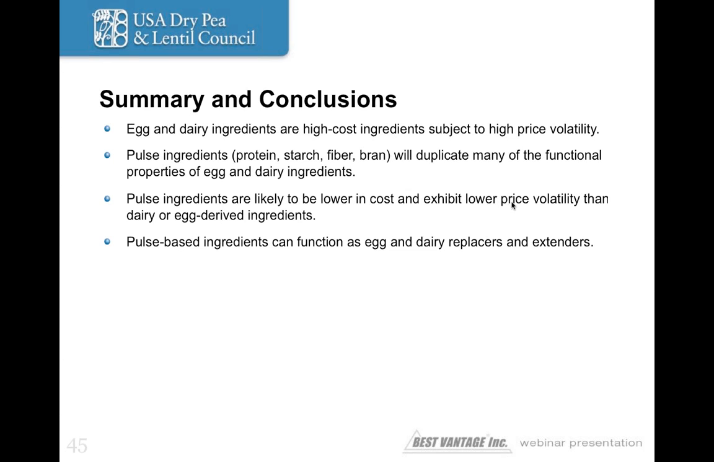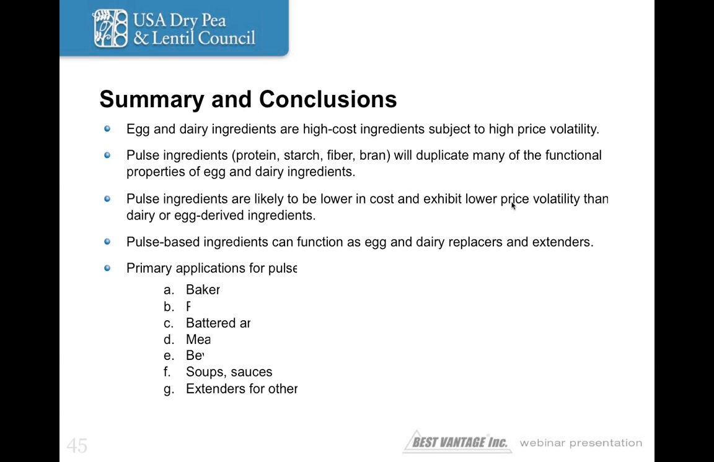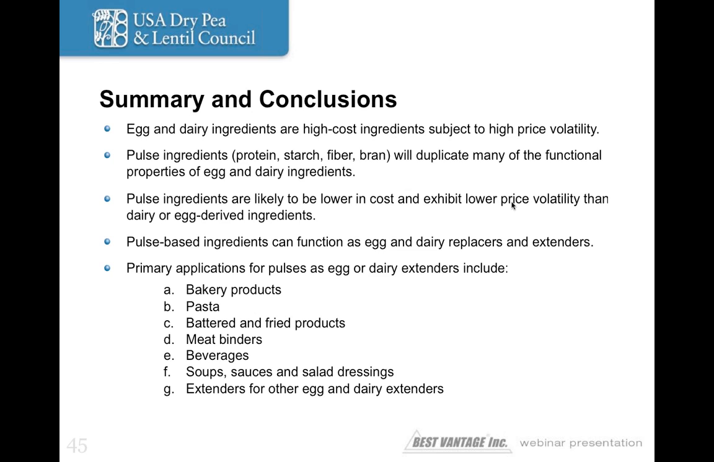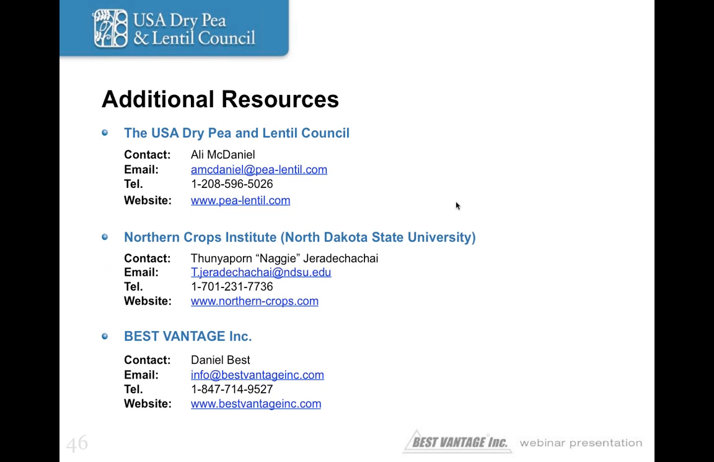Pulse-based ingredients can function as egg and dairy replacers and also as extenders of egg and dairy replacers. And the primary applications that we see for pulses as egg or dairy extenders include bakery products, pasta, battered and fried products, meat binders, beverages, soups, sauces, and salad dressings, and extenders for other egg and dairy extenders.